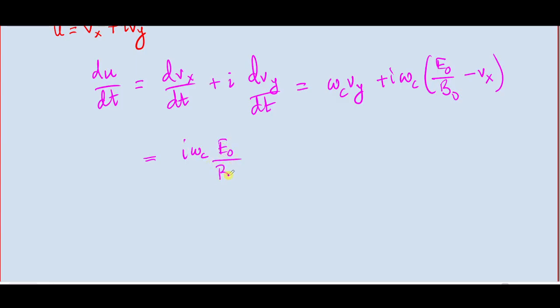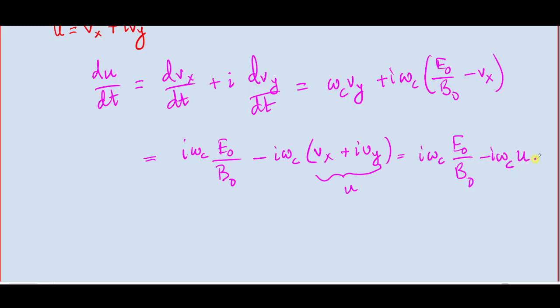If you take the constant term separately and combine the other two terms with the velocity components in them, what you get is the following. If you take minus i omega_c common out here, you get Vx, and here 1 over minus i is plus i, so you get plus i Vy, and lo and behold, what you have got is u back here. So the equation becomes i omega_c E0 by B0 minus i omega_c u.